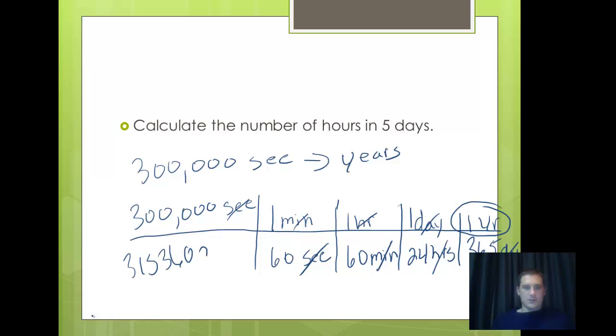You should get a decimal on this. So you do 300,000 divided by 31,536,000, and you should get 0.009 with a whole bunch of numbers after it, but I'm going to leave it there because I can only have one significant digit because I was given one significant digit there. So 0.009 years, or 9/1000ths of a year.